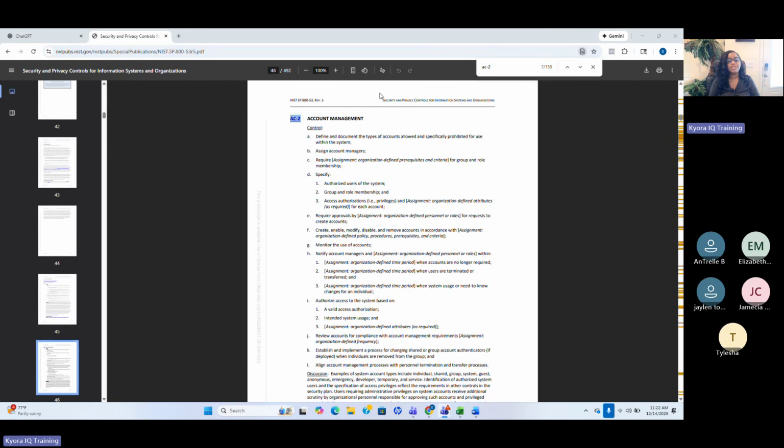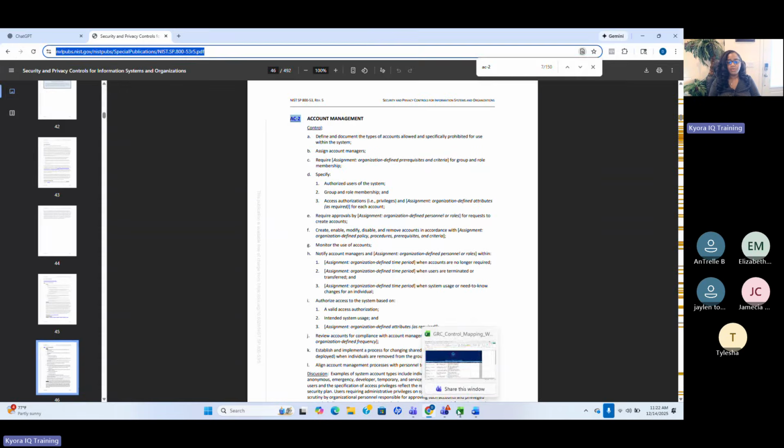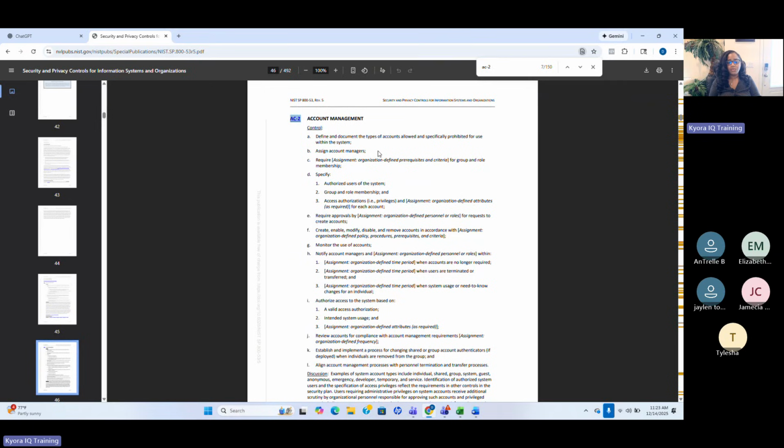The important thing is to know how to utilize your resources to be able to locate a control and be able to understand it, right? So for example, let's just take this account management control. Let's say you have AC-2, which you've seen in the workbook. You would pull up the NIST 800-53 document, simply search AC-2, and it would take you right to the AC-2 control. And this is what the control states.